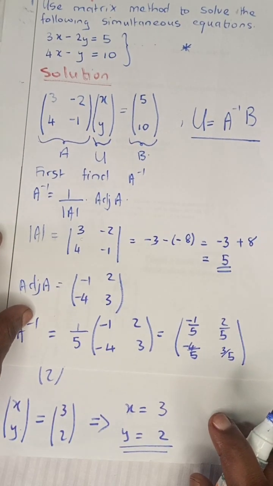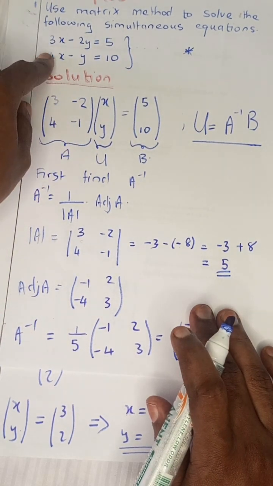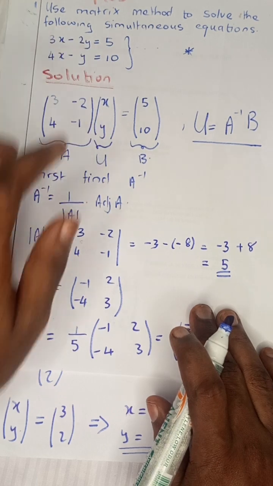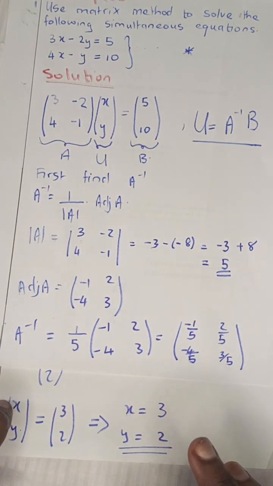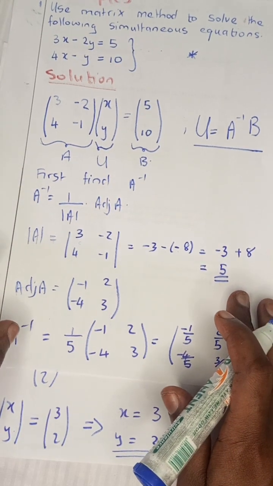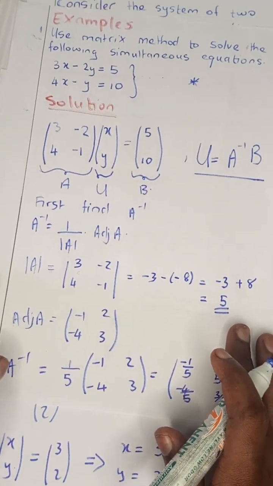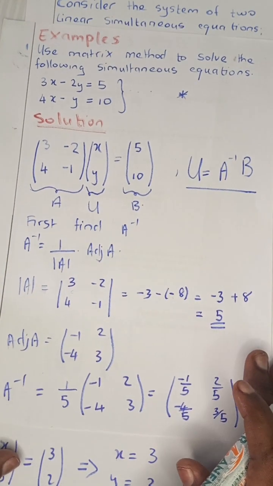The system star we're asked to solve, we had this system of simultaneous equation star, we're asked to solve for x and y, and we've obtained x to be 3 and y to be equal to 2. That's how we proceed to find the solution of a system of linear simultaneous equations using the matrix method.